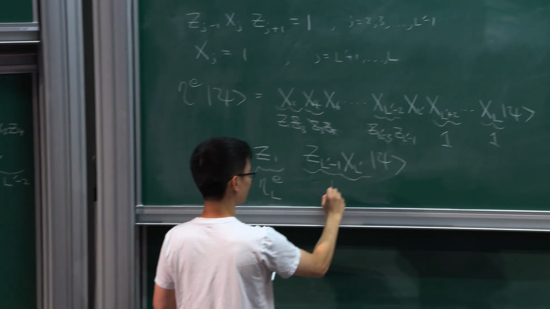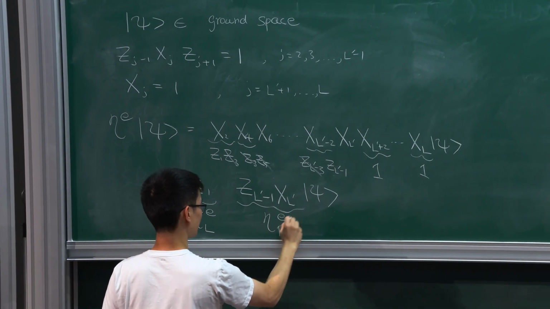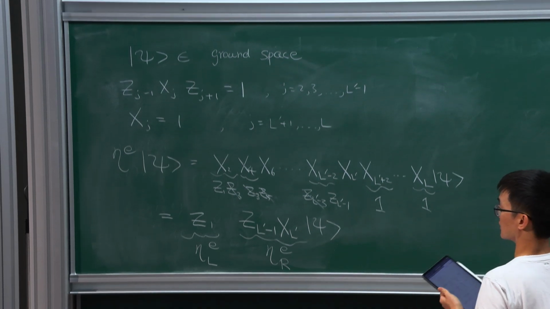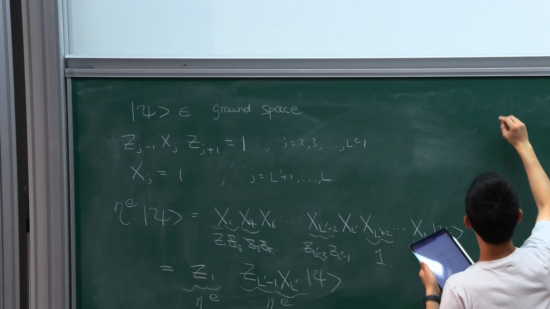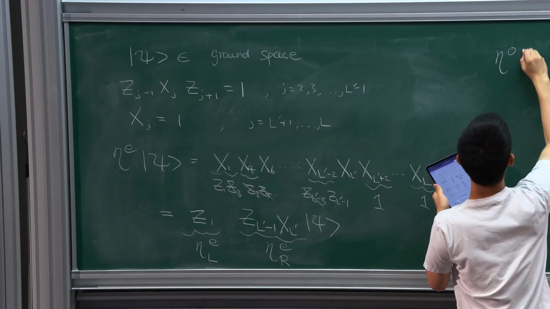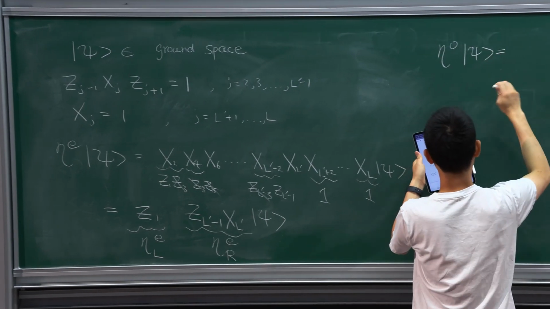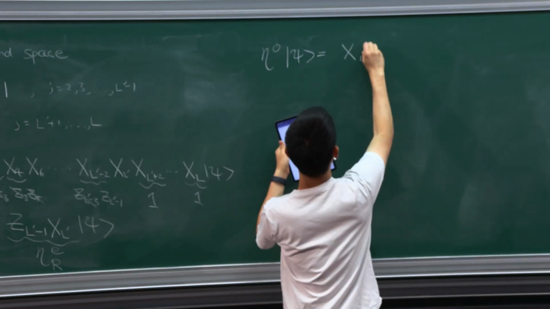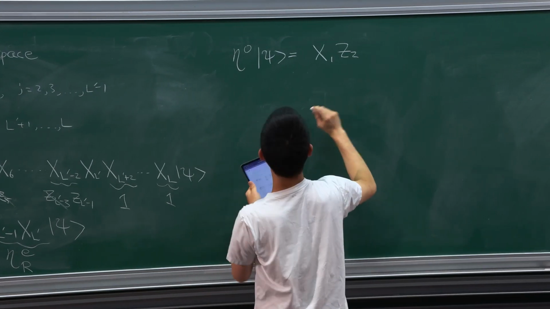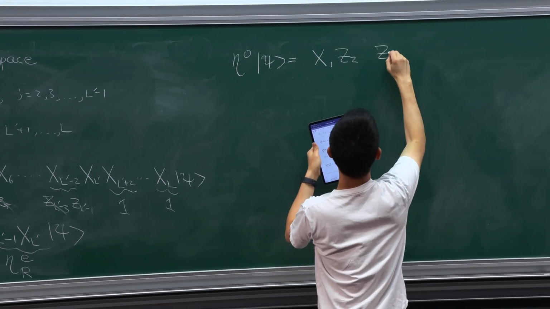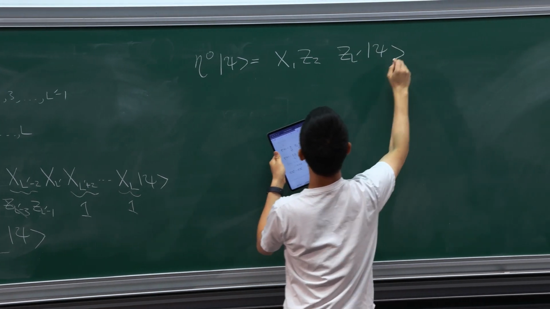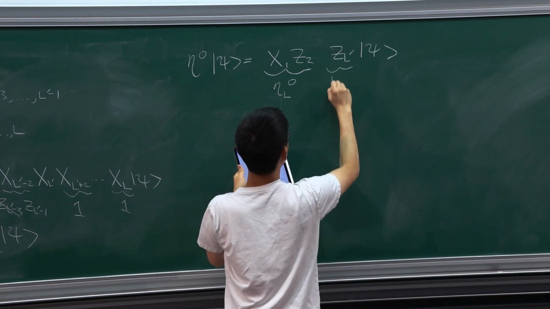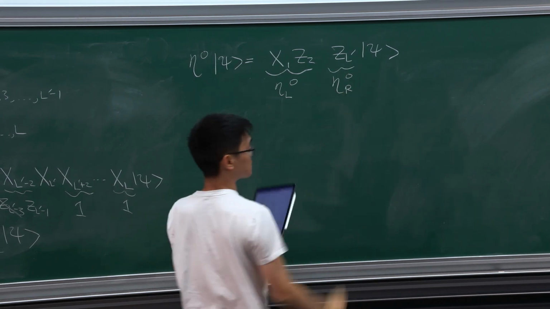And let's call this factor eta right even. Similarly, if you compute eta odd acting on psi, you can, by the same trick, show that it factorizes into x1, z2, zl prime psi. And I can call this factor eta left odd, this factor eta right odd.